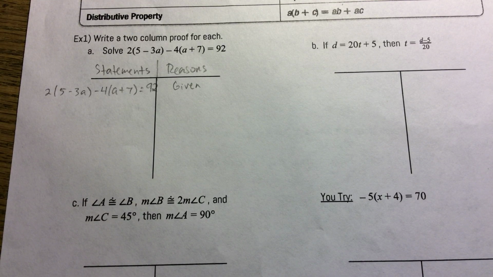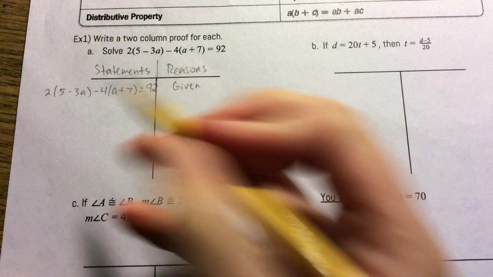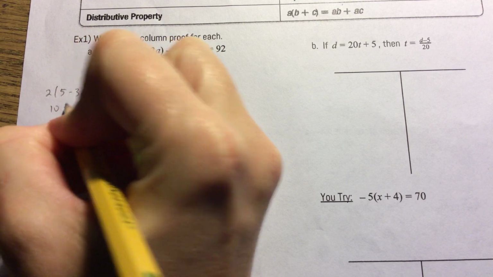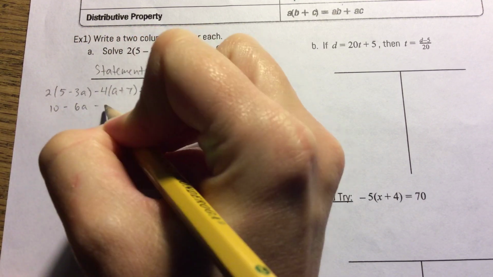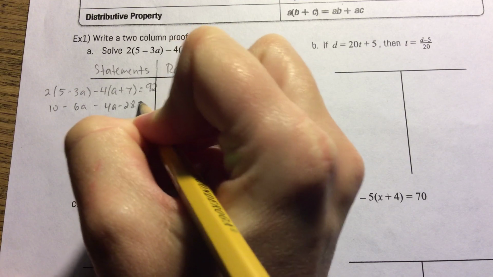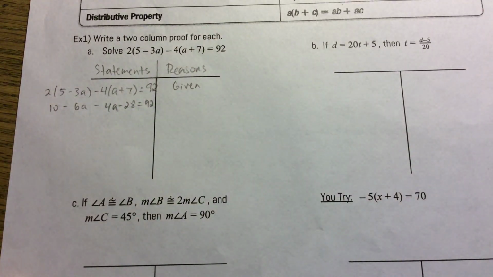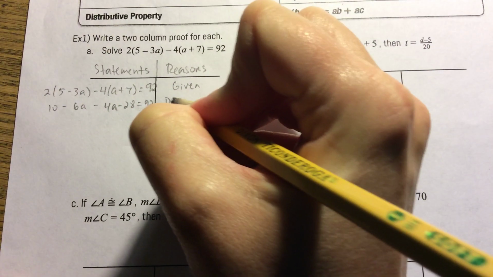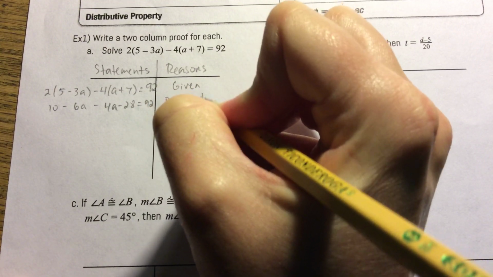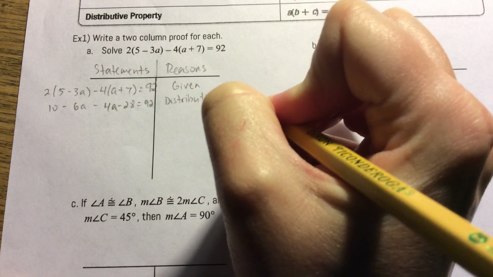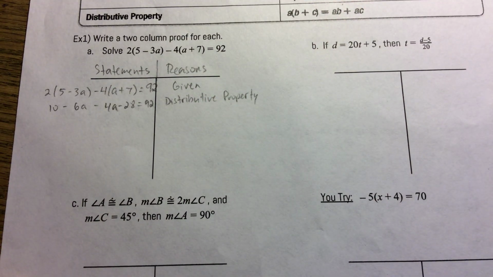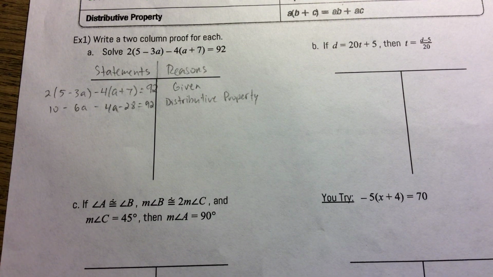So now we're going to actually solve this. So the first thing I would do is I would distribute. So this would become 10 minus 6a. So that was the distributive property. So basically what we're doing is we are just really solving them and then stating what property we used or what we did to solve it.